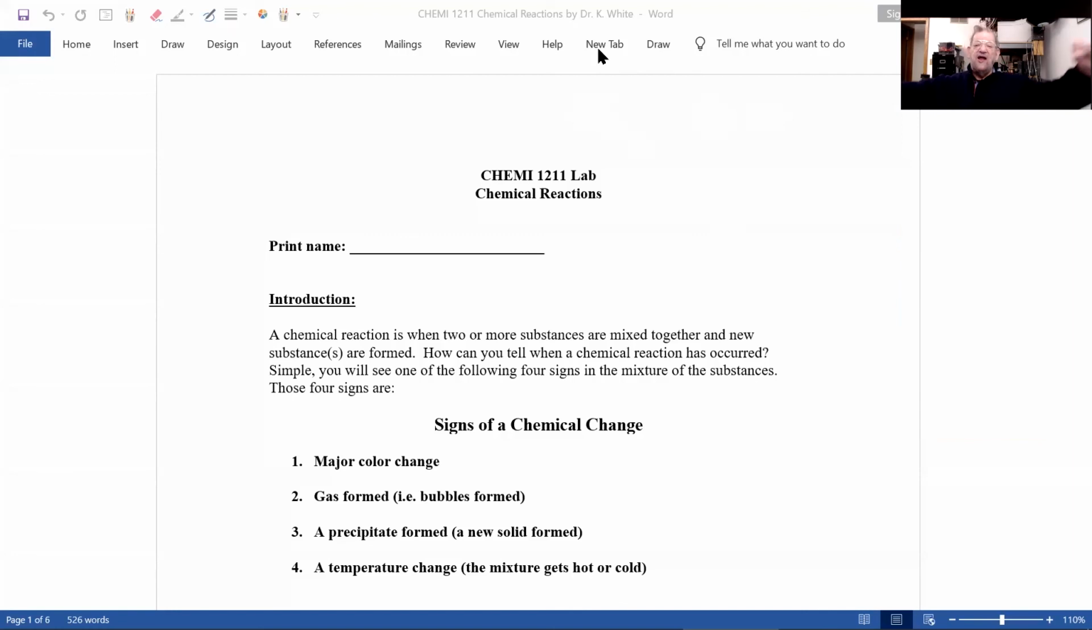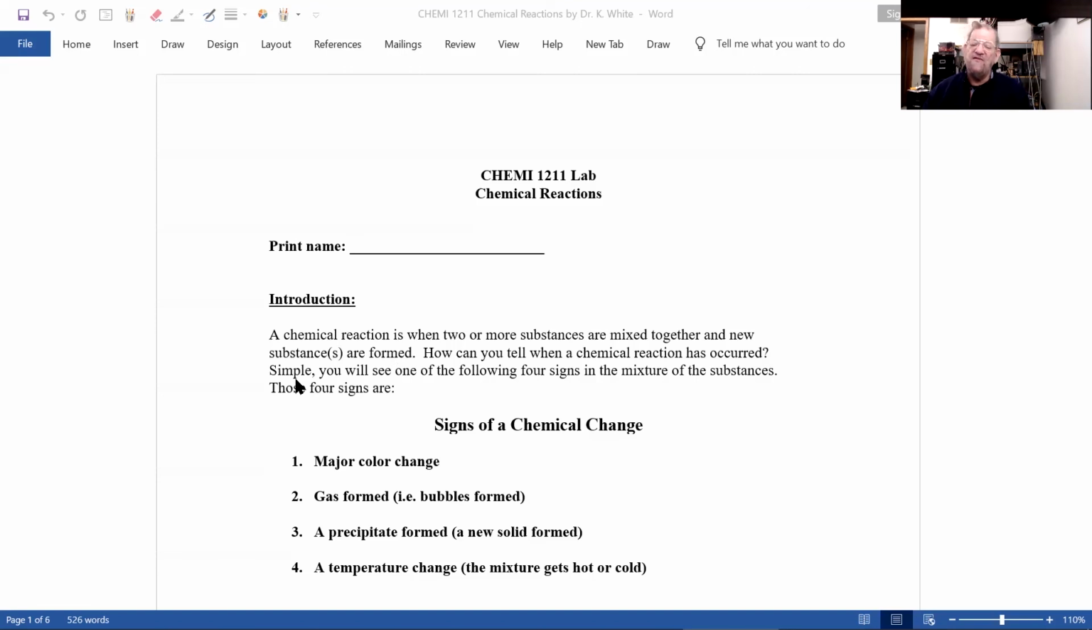All right, today's lab deals with chemical reactions. A chemical reaction is when two or more substances are mixed together and a new substance or substances are formed. In today's lab, you're going to find out how visually you can tell when a chemical reaction occurs. Well, it's simple. It even says it in the lab.